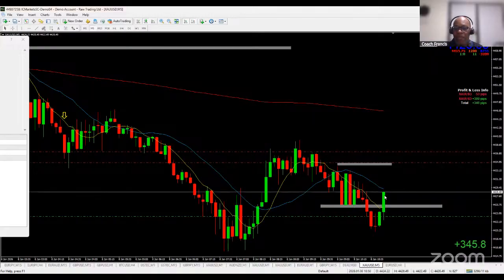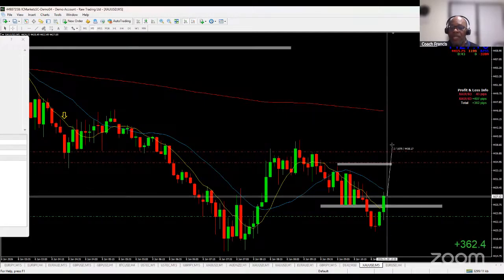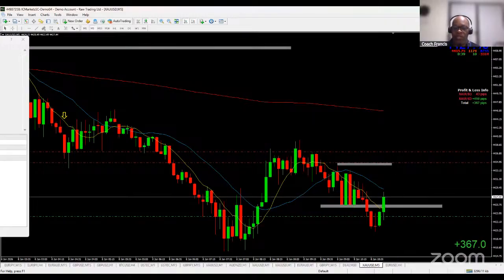Pullbacks are part of the game, so don't be scared. Now, I usually would get in another position when I get a 25 pip pullback. So what I'm going to do, I'm going to jump in the trade and take another position on this trade, guys.